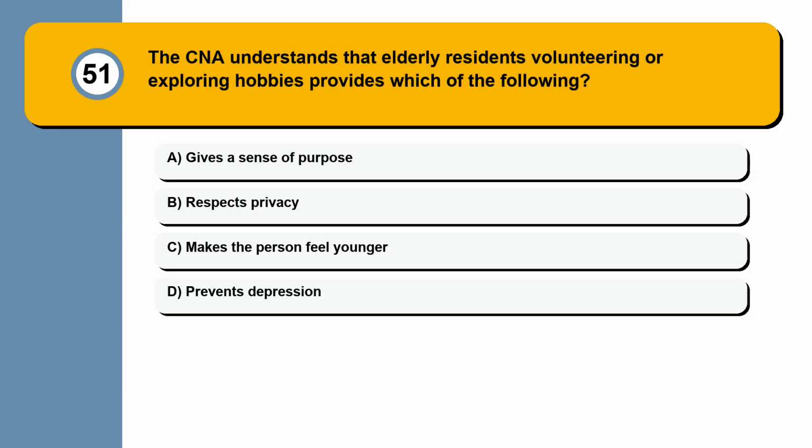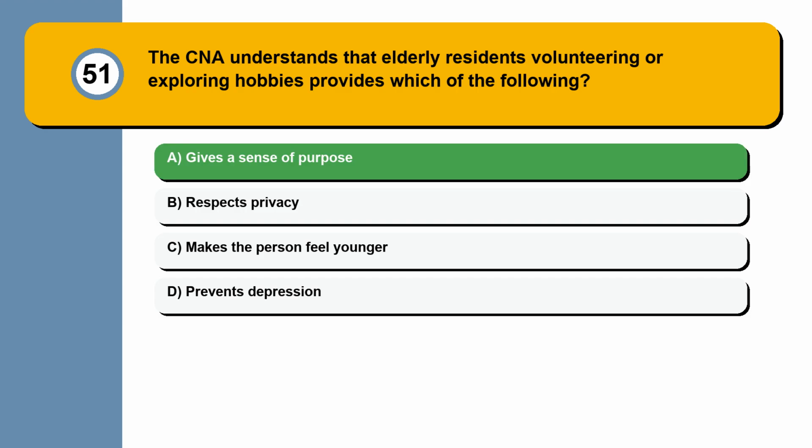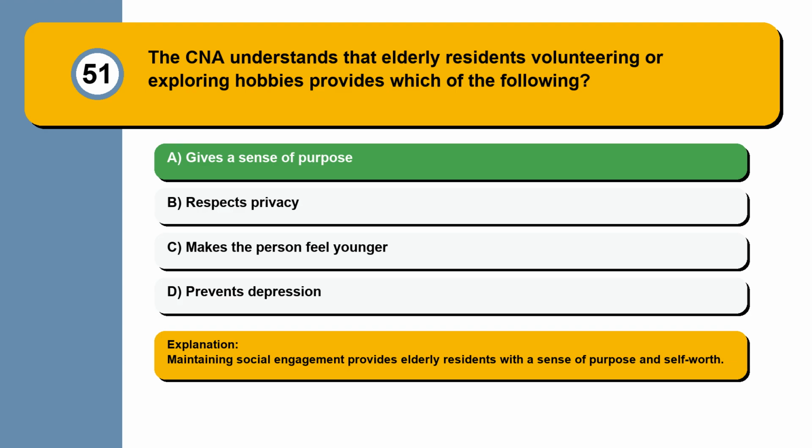Question 51. The CNA understands that elderly residents volunteering or exploring hobbies provides which of the following? Gives a sense of purpose, respects privacy, makes the person feel younger, prevents depression. Maintaining social engagement provides elderly residents with a sense of purpose and self-worth.